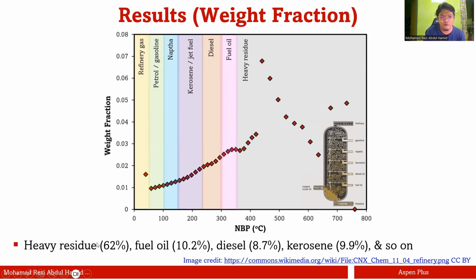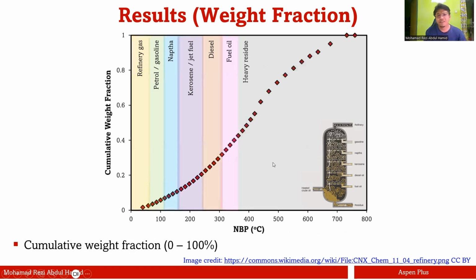In here, I can simply say that heavy residue accounts for 62% of the natural gas fuel composition, and then you have fuel oil total 10.2%, diesel 8.7%, and kerosene 9.9%, and so on. The second part here is a cumulative weight fraction, where I just add them up. So the total fraction will be 100. It is just a normal curve. But as you can see, the majority of it is just heavy residue.